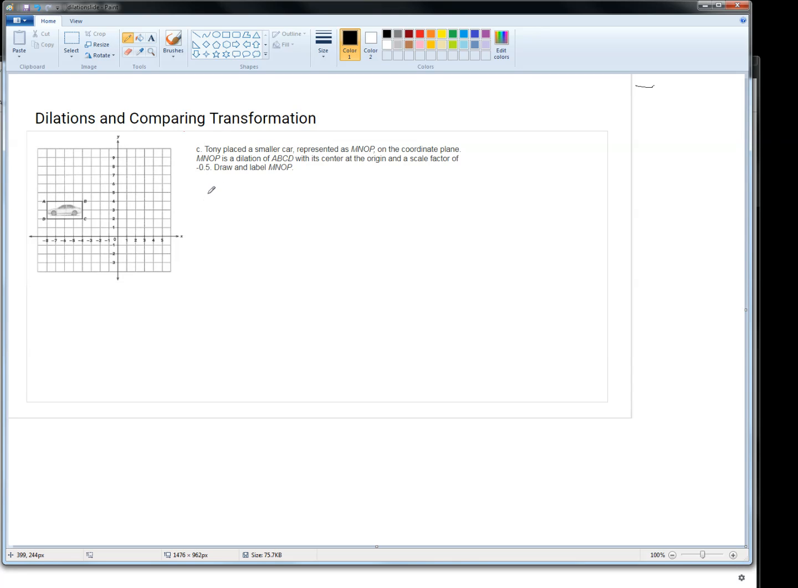Tony placed a smaller car, represented by MNOP, on the coordinate plane. MNOP is a dilation of ABCD with its center at the origin and a scale factor of negative 0.5. Remember, the origin is the point 0, 0 on the coordinate grid.